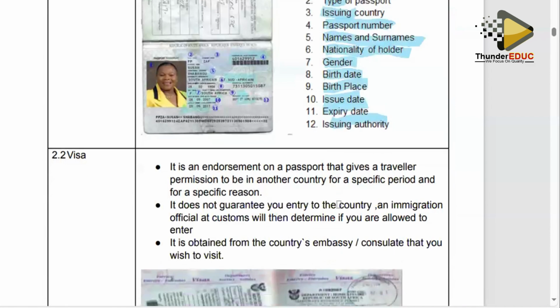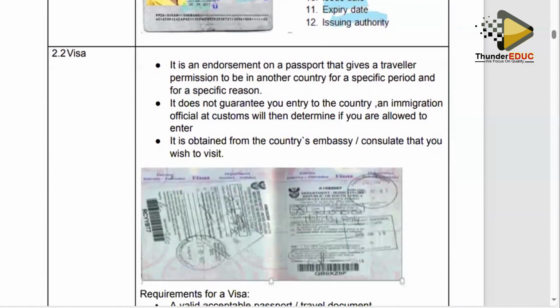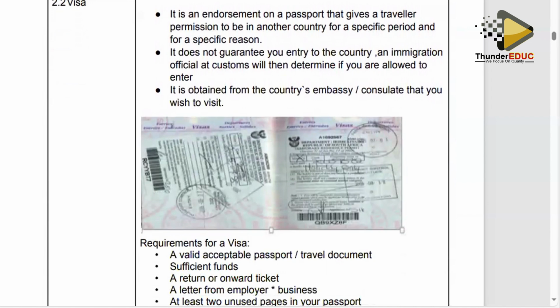Now moving on to the next type of document. The next type of document is known as the visa. A visa, by definition, is an endorsement on a passport that gives a traveler permission to be in another country for a specific period and for a specific reason. By definition, I'm going to repeat, it is an endorsement on a passport that gives a traveler permission to be in another country for a specific period and for a specific reason.